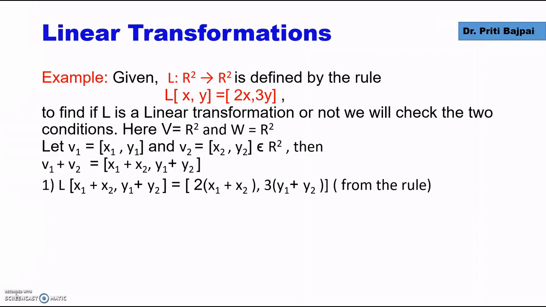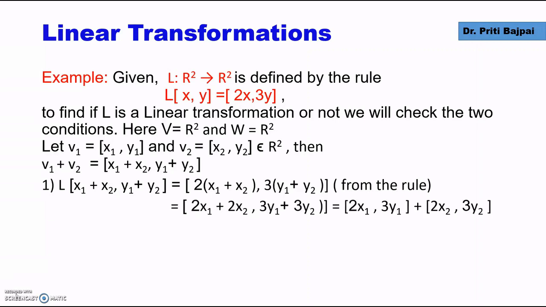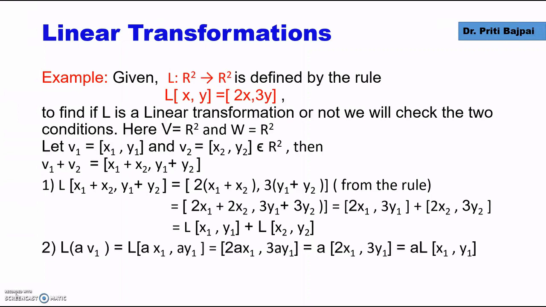To check whether this is a linear transformation, we take two vectors V1 and V2 belonging to our vector space R2. Let them be (x1, y1) and (x2, y2), and we apply the rule L on them. L of (x1 plus x2, y1 plus y2) will be 2 times (x1 plus x2), comma, 3 times (y1 plus y2). If we rearrange the terms, we can write it as (2x1, 3y1) plus (2x2, 3y2), which is L of (x1, y1) plus L of (x2, y2). Here, we just manipulated the terms.